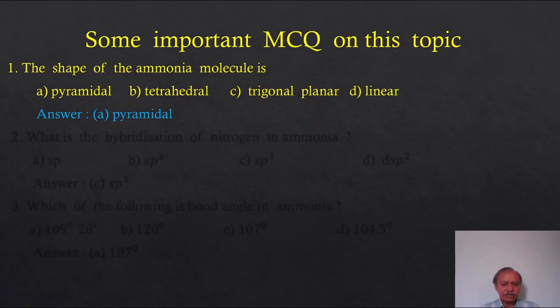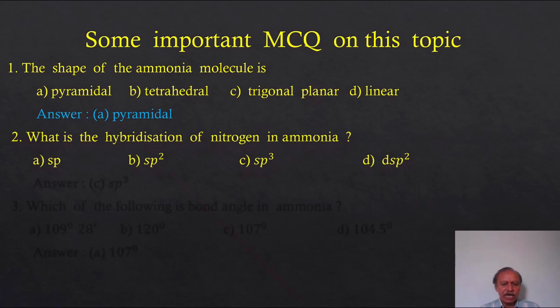Next, second question, what is the hybridization of nitrogen in ammonia? A sp, B sp2, C sp3, D sp2. You have seen that both ammonia and methane have sp3 hybridization of the atoms, that is carbon in methane and nitrogen in ammonia, are sp3 hybridized. So the correct option is C, that is sp3 hybridization.